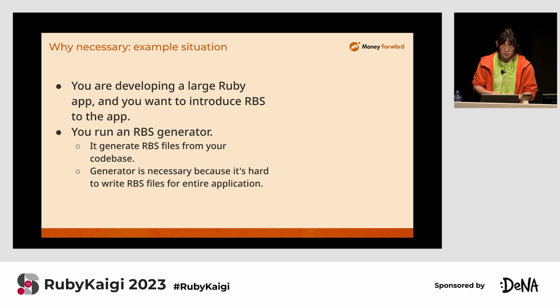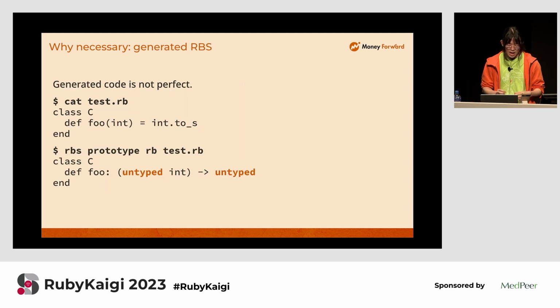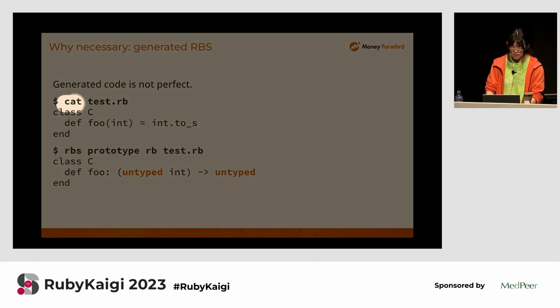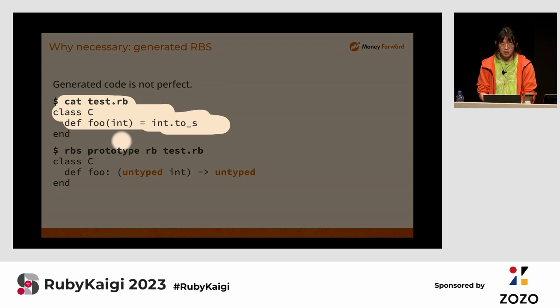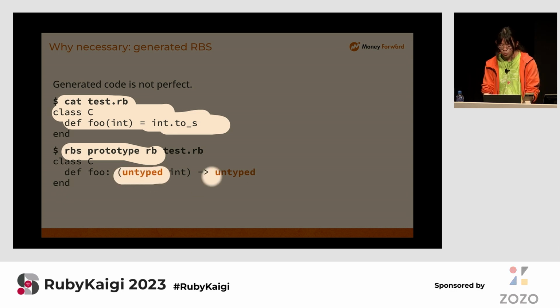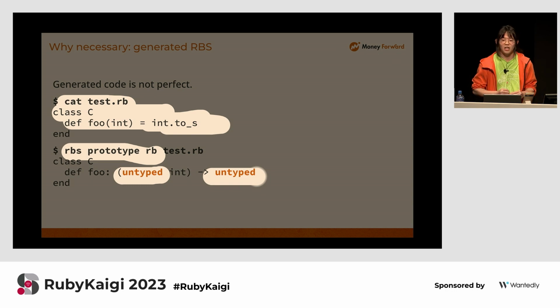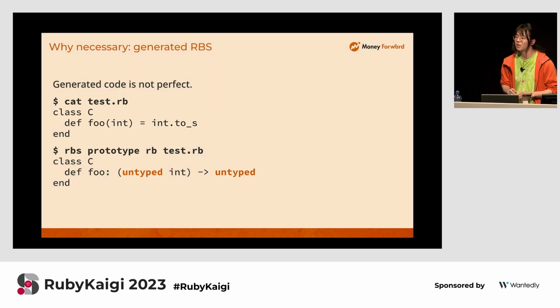RBS generators, such as RBS prototype, generate RBS for your application. The generator works like this code. In test.rb, it receives an integer and returns a string. But in this case, RBS prototype displays just untyped. So it means this generated RBS does not have any type information. So the generated code is not perfect.